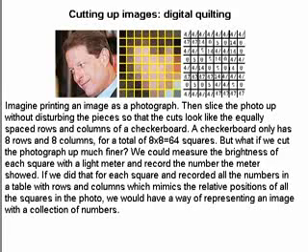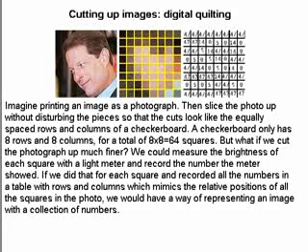Let's start with images. Imagine printing an image as a photograph. Then slice the photo up without disturbing the pieces, so that the cuts look like the equally spaced rows and columns of a checkerboard. A checkerboard only has 8 rows and 8 columns, for a total of 8 times 8 equals 64 squares. But what if we cut the photograph up much finer, making many more equal-sized squares? Eventually, the squares would be so small, the brightness and color of each square would be uniform.